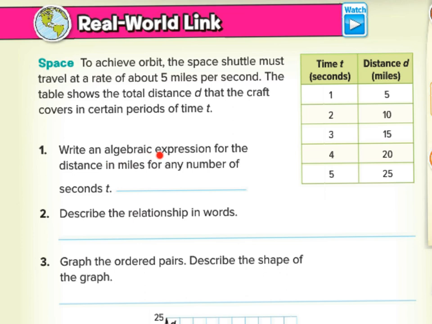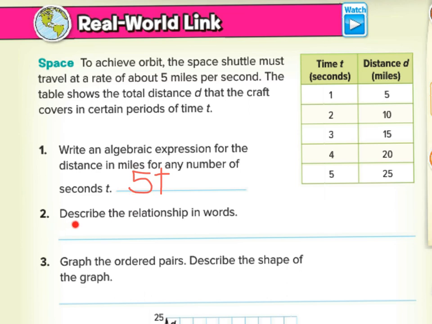So write an algebraic expression for the distance in miles for any number of seconds. So we understand that we are doing 5 miles per second times t. So I can replace this for any number of seconds. So let's say I'm doing 5 miles in 3 seconds. This will be 15, correct?